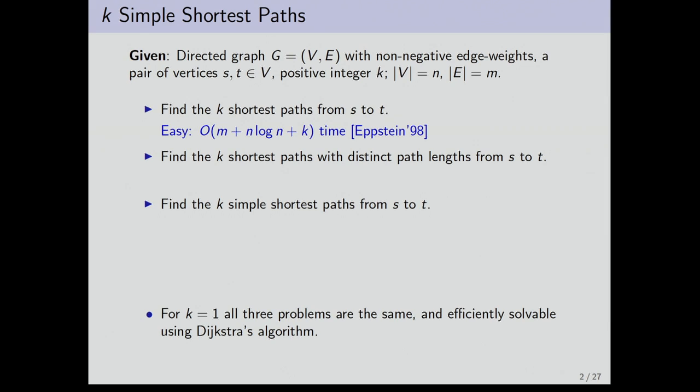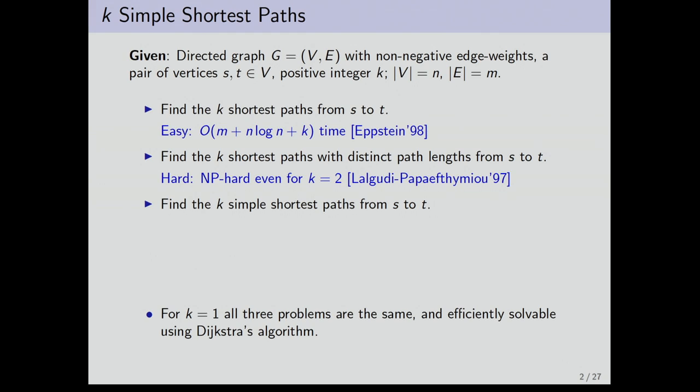The second version of the problem is to find the k shortest paths, but they should all have distinct edge weights. So if you have multiple shortest paths with the same weight, then they don't count. You just output one path with each weight. Now this turns out to be really hard, in the sense that it's NP-hard even for k equals 2. And the problem that I'll be looking at is the third one, which is intermediate in complexity.